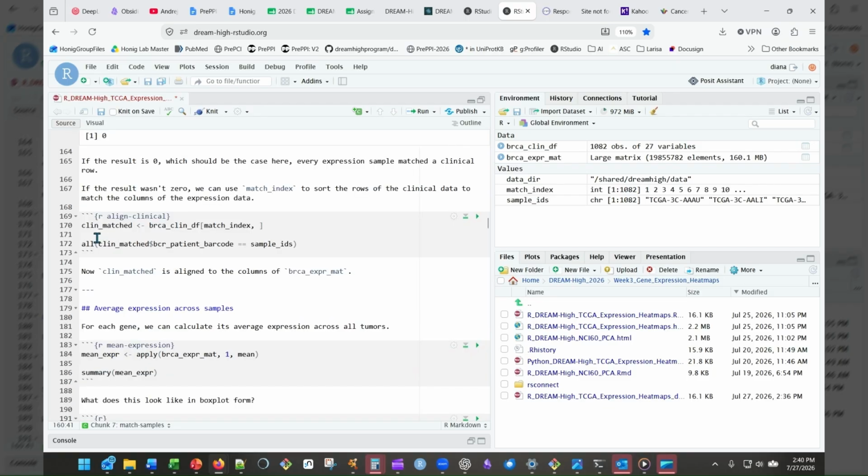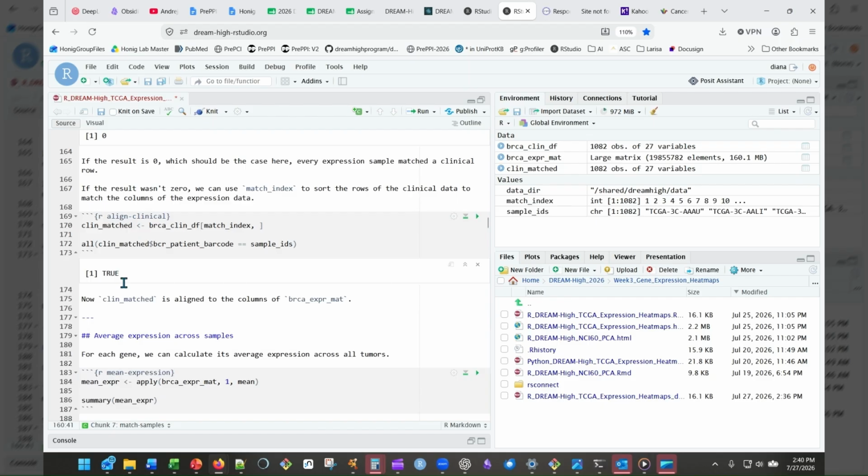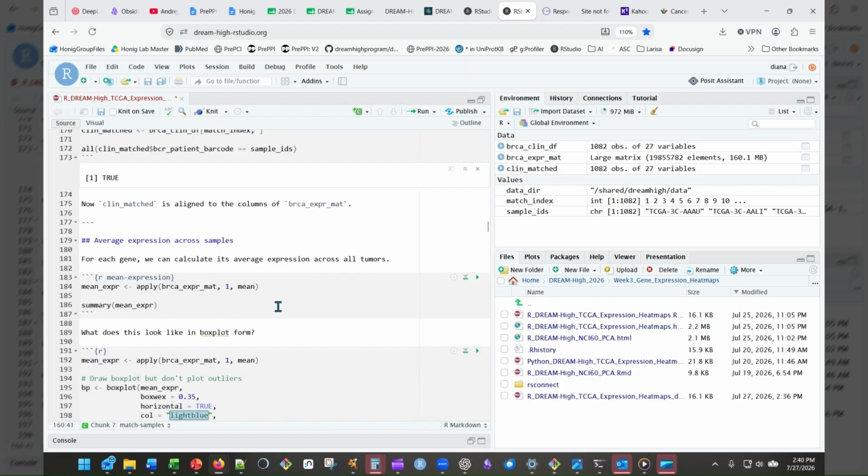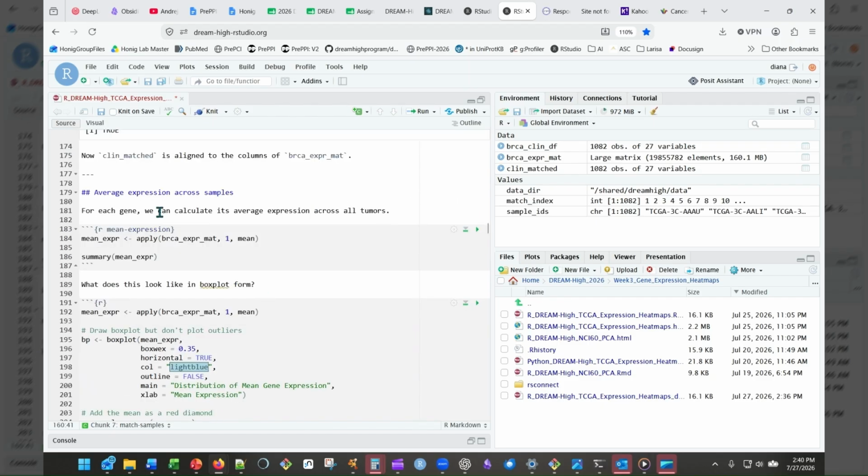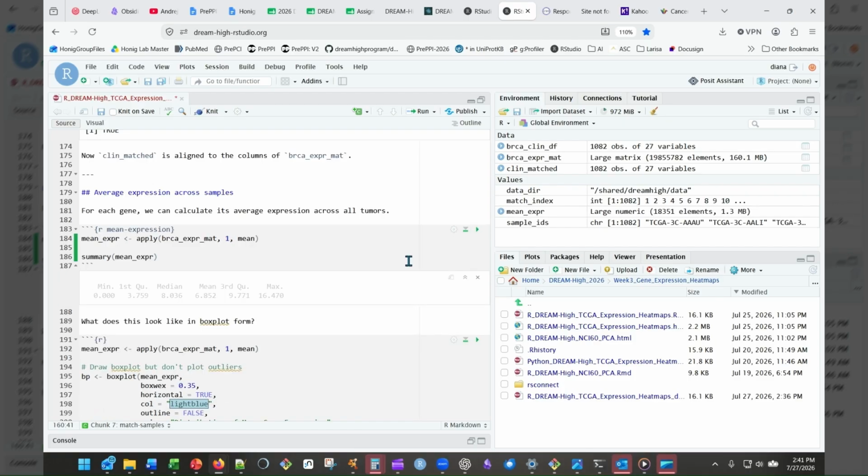Another way to look at it is in this code chunk. I'm not going to discuss it, except it tells us the same thing. All right, so for each gene, we can calculate its average expression across all tumors. So that means across the row. We're going to apply the mean across each row. That's what 1 means. If we put 2 here, we would be getting means down the columns. So let's see what we get there.